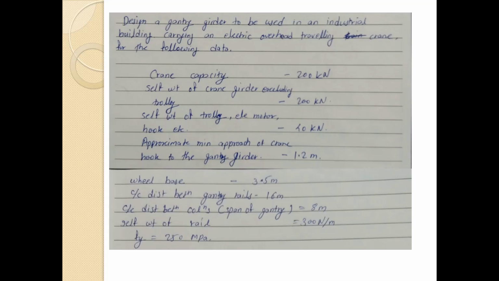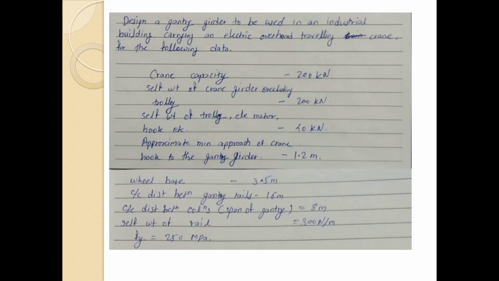So far we have seen what a gantry girder is, what forces come on the gantry girder, and how to design a gantry girder. Now we are in the middle of a problem: the design of a gantry girder to be used in an industrial building carrying an electric overhead traveling crane, for the following data.